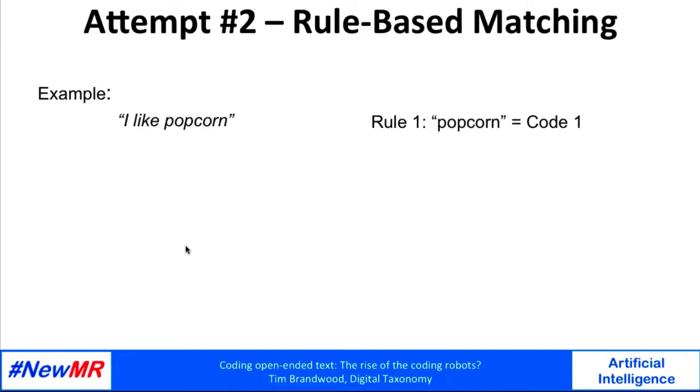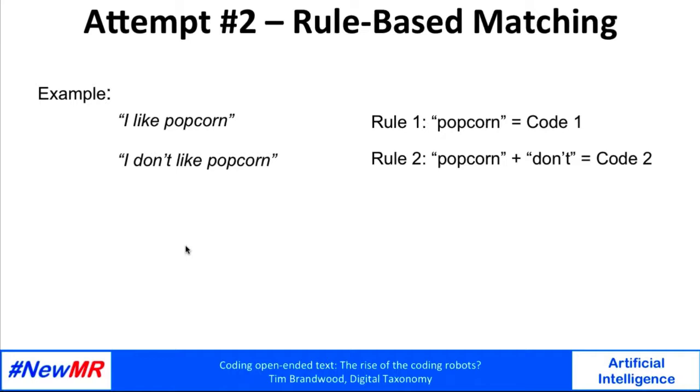So suppose someone says, "I like popcorn," and we build a rule that says when the word popcorn appears, we code that as 1. But then what if somebody says, "I don't like popcorn"? Well, then you have to have another rule that says if the word popcorn appears in conjunction with the word "don't," or something like that, then code that as 2. But what if they say, "I don't like popcorn, I love it"? Then you start to get into some very difficult areas trying to reliably construct rules that can code data in this way.